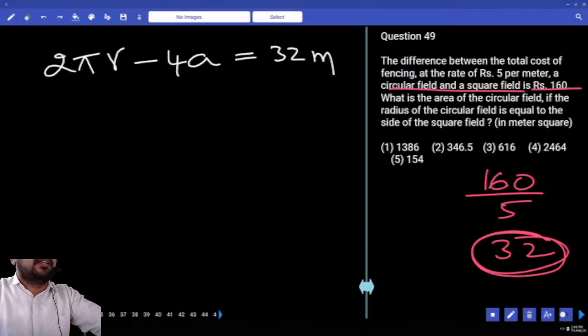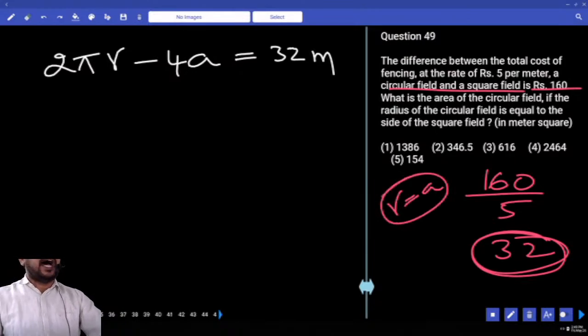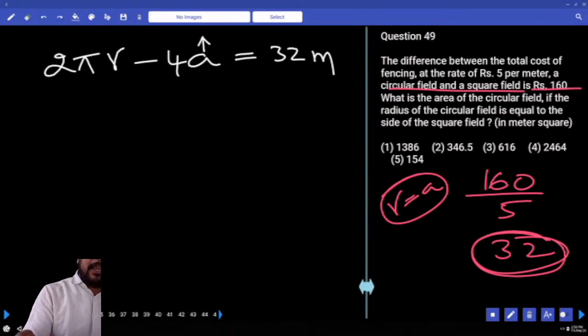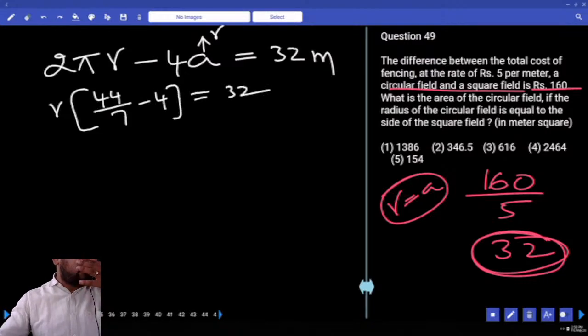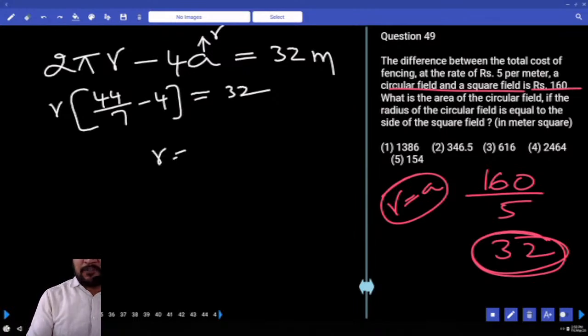Are you clear? Now they have given one more thing: what is the area of the circular field if the radius of the circular field is equal to the side of the square, R is equal to A. In place of A, we can substitute R. Take R common: 2 pi minus 4 is 44 by 7 minus 4, which is equal to 32. 7 4s are 28, 44 minus 28 is 16. 16 how many times in 32? 2 times. So R is 7 times 2.